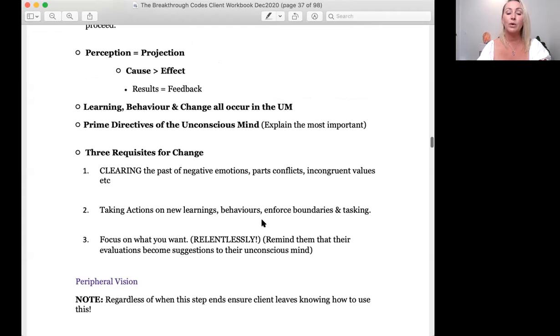And then the 3 requisites for change, which they should have already agreed to as well and should be in the agreement, need to be outlined, and I would recommend outlining those in every single session.